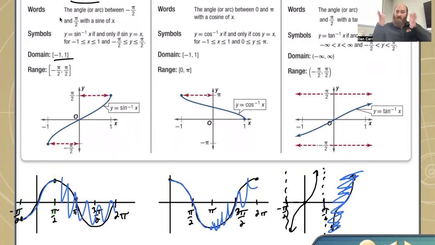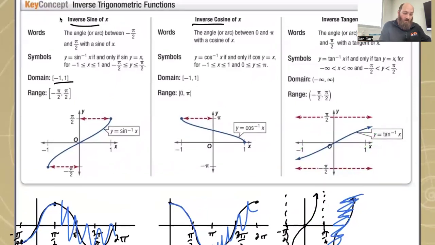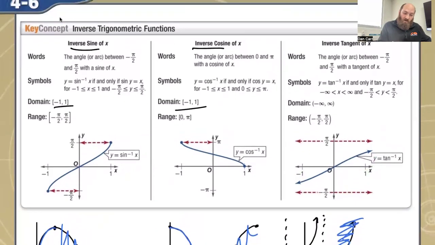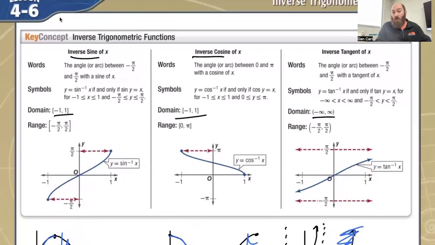So if I just focus on that one section of the sine curve, that does have an inverse. This is what the inverse function will look like. Again, this is the inverse of this section of the curve. This is the inverse of this section of the curve. This is an inverse of that curve. So again, the domain in both inverse sine and inverse cosine is going to be -1 to 1. And inverse tangent actually has no limit.